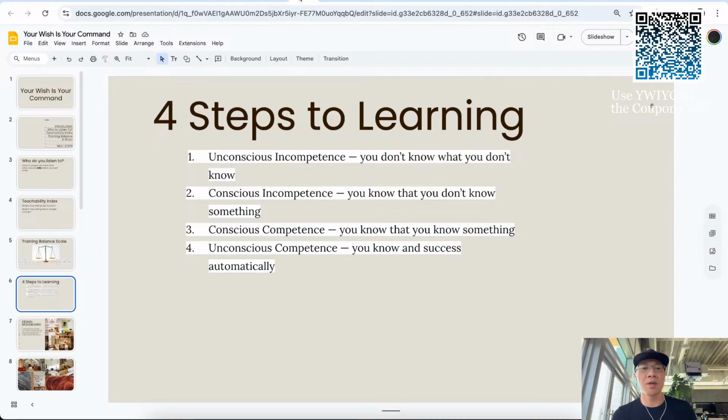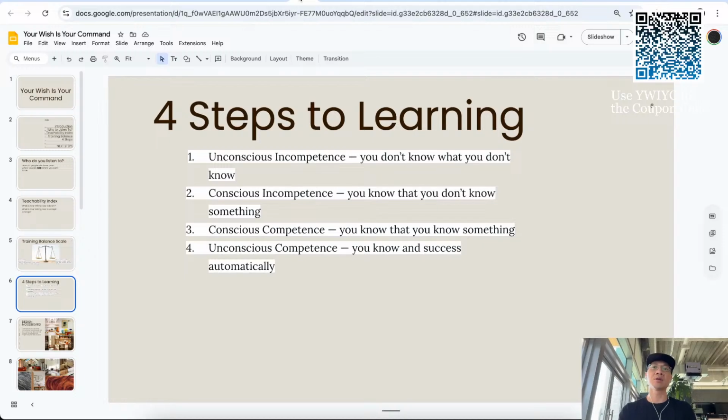And before you know it, you're going to have that unconscious competence. Neighborhood kid calls, and you're like, hey, we're going to go bike riding. You're not going to be like, oh, I don't know what I'm doing. Okay, you're getting after it. You know, and success is automatic.